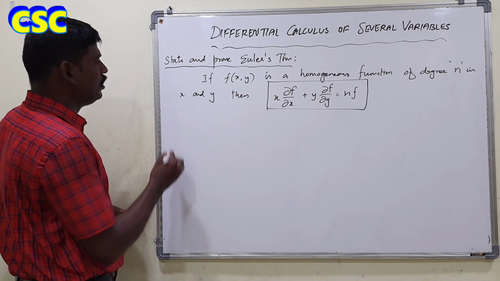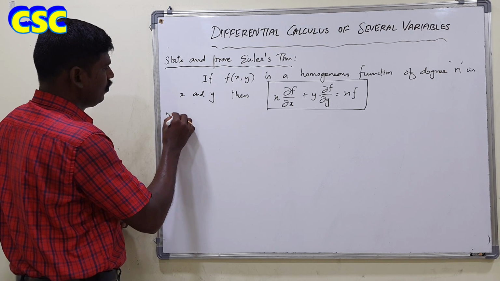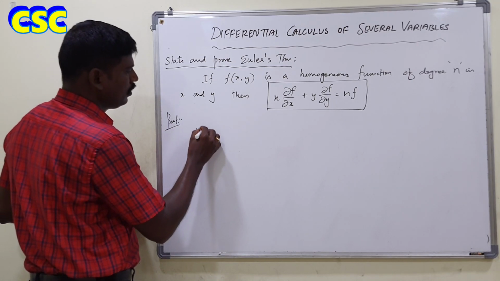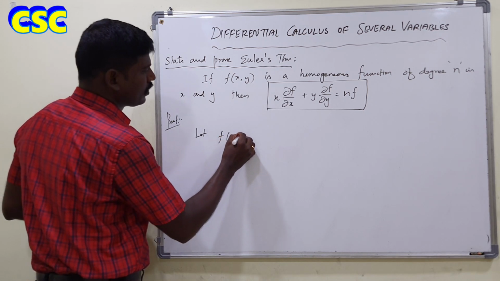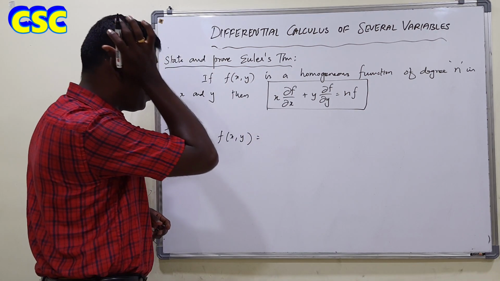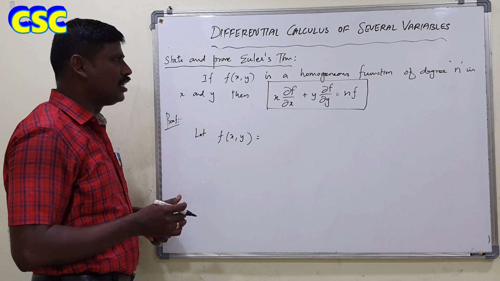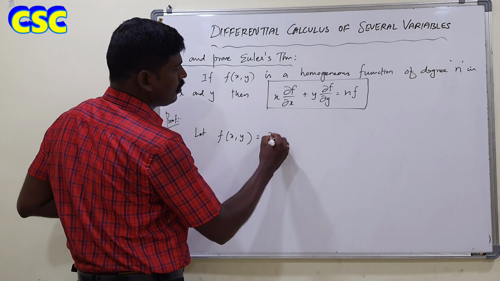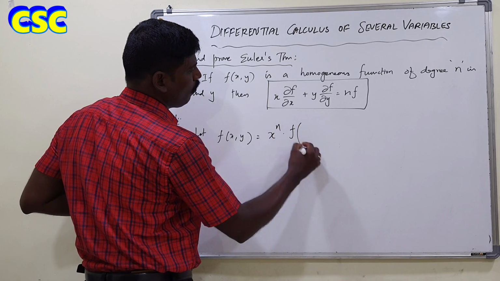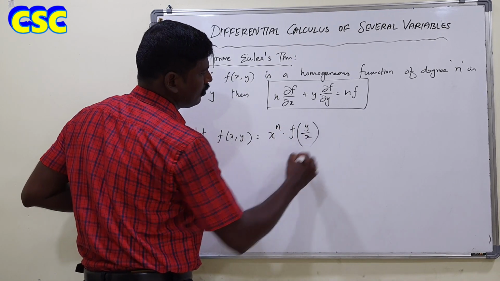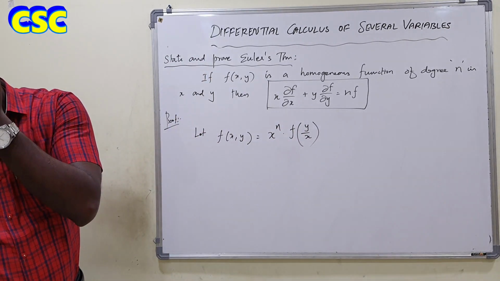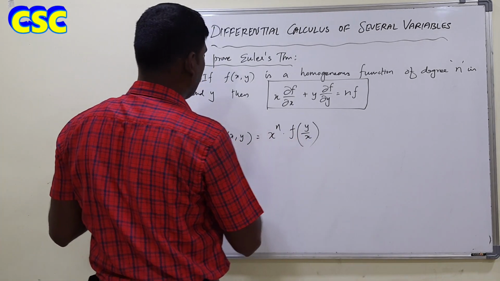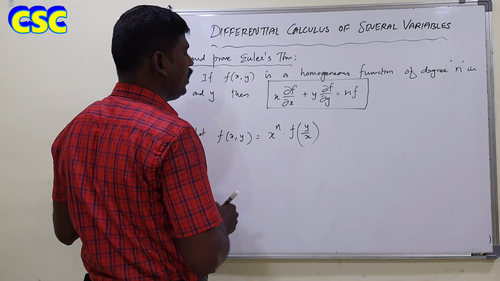Now I am going to prove this theorem. Proof. So let f of x comma y be given. It is a homogeneous function of degree n, isn't it? I am taking this as x power n into f of y by x. Let f of x comma y equal x power n into f of y by x.